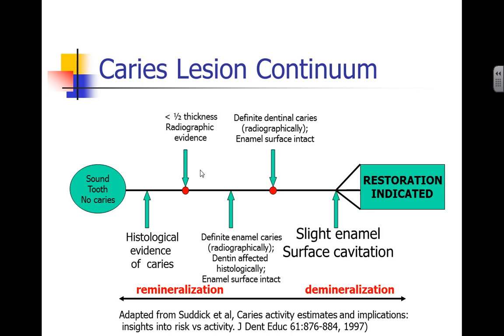The caries extends radiographically within the enamel until the dentin is histologically affected. And the enamel maintains its intact surface. It may be discolored, brown, whitish, a white spot lesion. The caries lesion continues until finally we see definitive dentinal caries, until finally we see a slight enamel cavitation and the indication for placing a restoration.